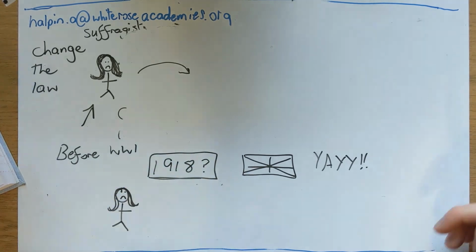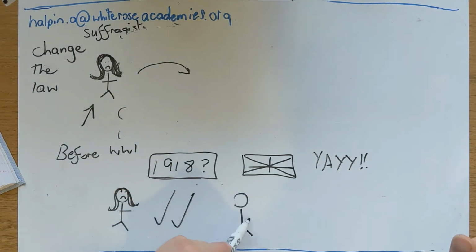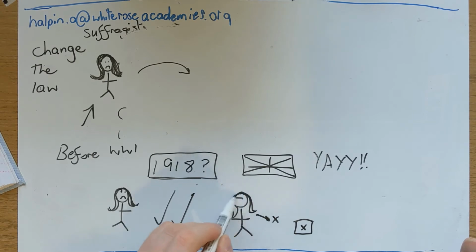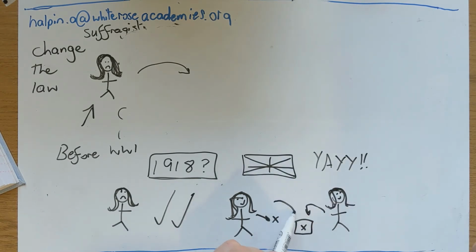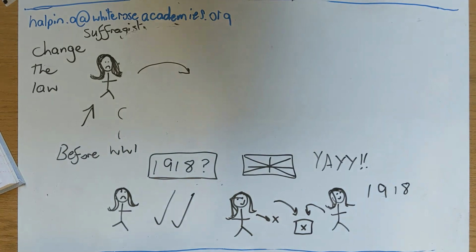And what they say is, you can vote now. They give women the right to vote. So now women are allowed to vote for the government. Okay? And this was in 1918. Okay, 1918, women are given the right to vote. Now that's amazing, isn't it? Okay, that is amazing. All women now are allowed to vote.